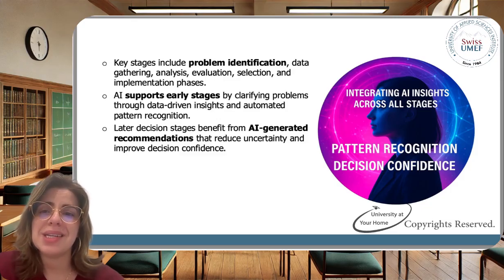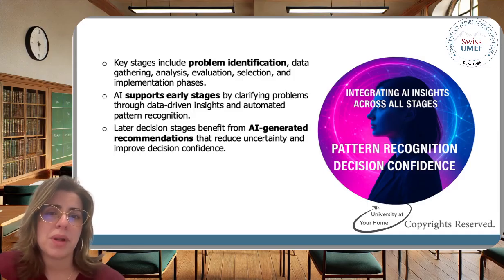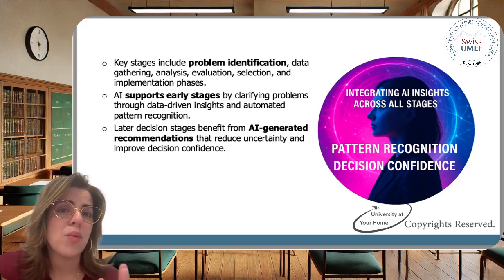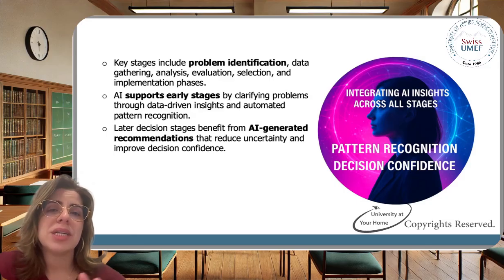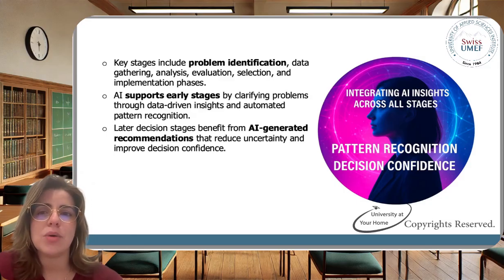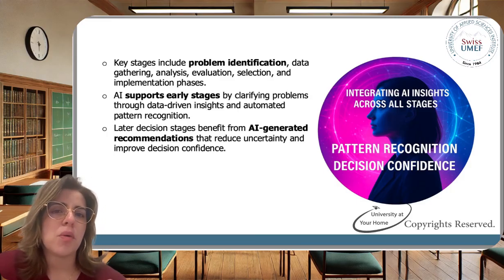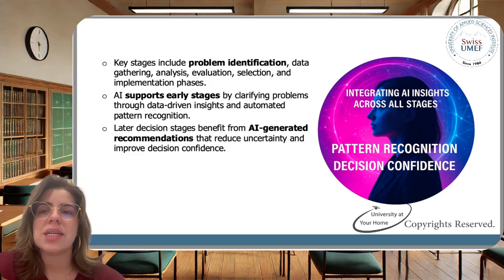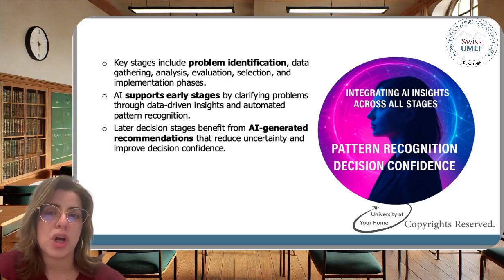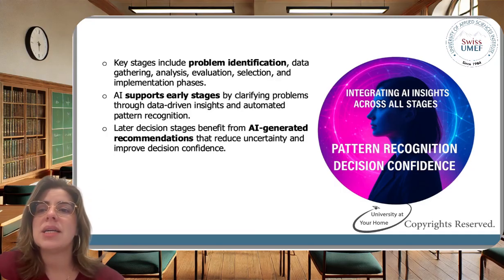Here we can see how AI can support the early stage by clarifying problems. And when we ask how, the answer is by using data-driven insight and automated pattern recognition to tell us, for example, hey, look here, there is a problem. In the later decision stage, AI helps us finish the job. AI-generated recommendations reduce uncertainty and improve decision confidence when it is time to choose a path forward.